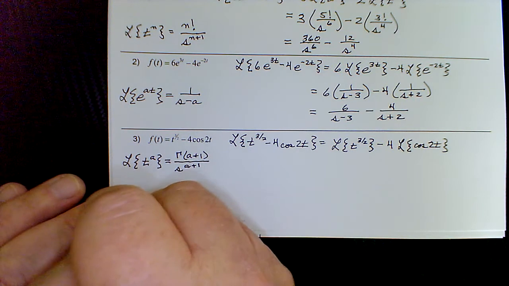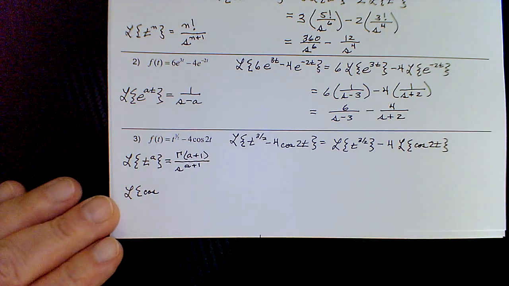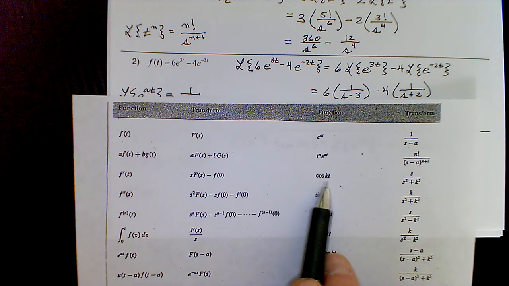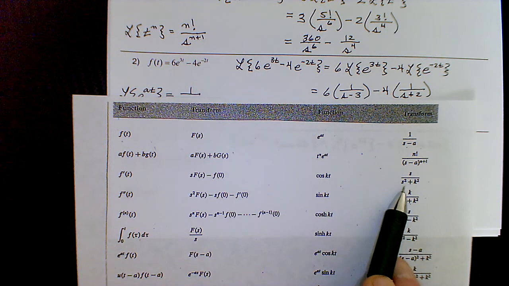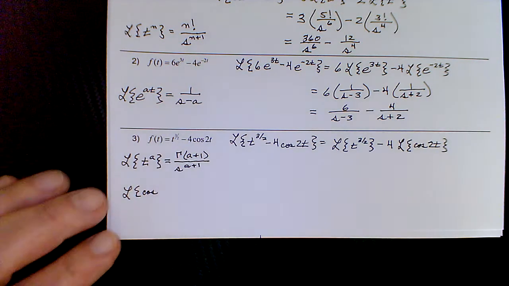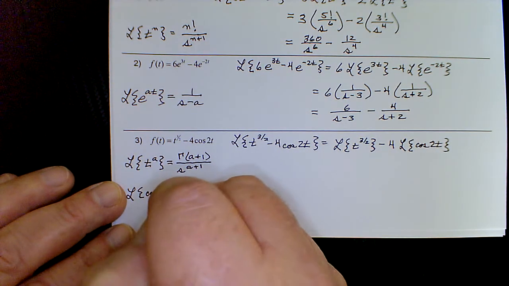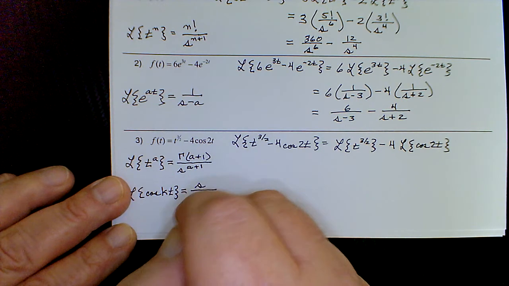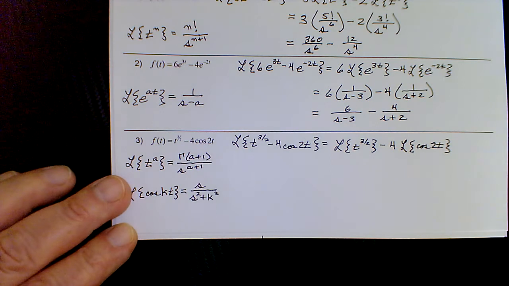Okay, and I might as well write down the Laplace of the cosine function. So if we look for the cosine, they use k here. In the second set of columns, cosine of kt is s over s squared plus k squared. So Laplace of cosine of kt is equal to s over s squared plus k squared.